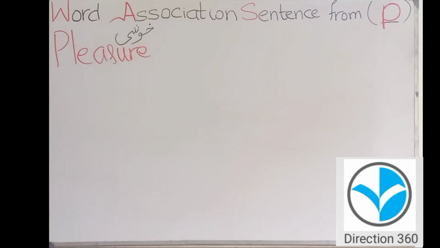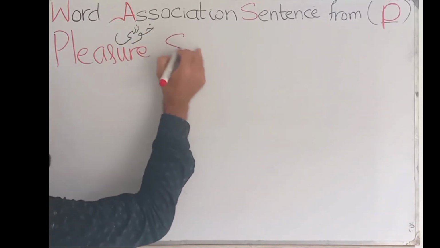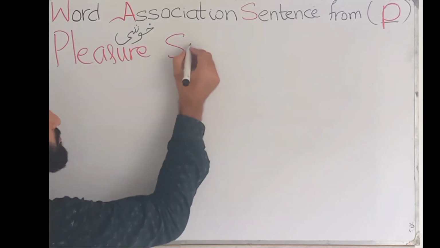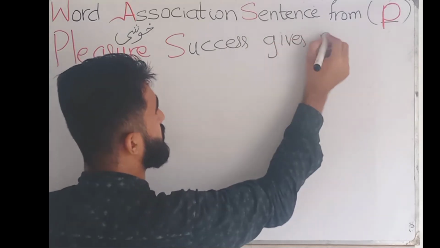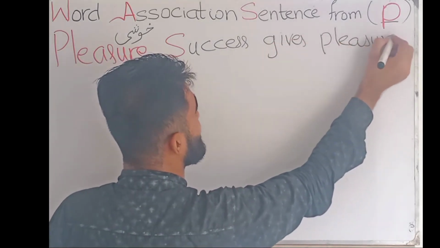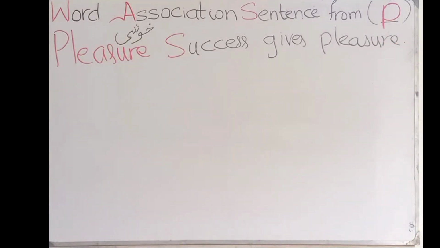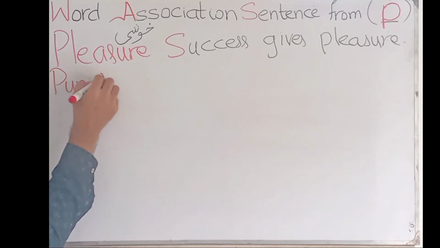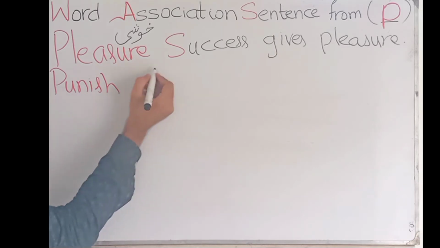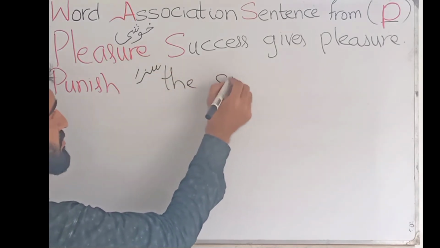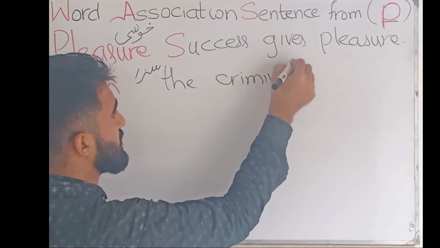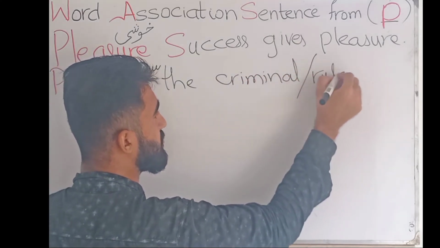The sentence of word player is success gives pleasure. The next word is punish. Its meaning in Urdu language is saza. The sentence of word punish is punish the criminal or punish the rule breaker.